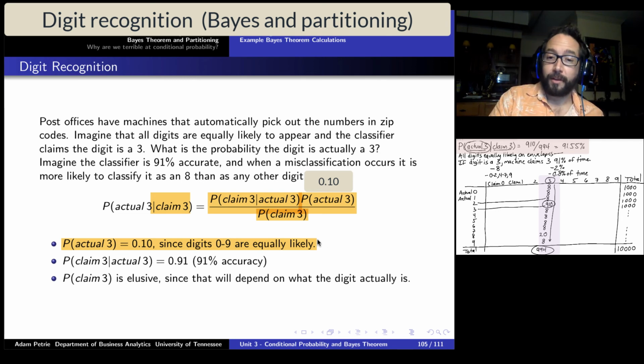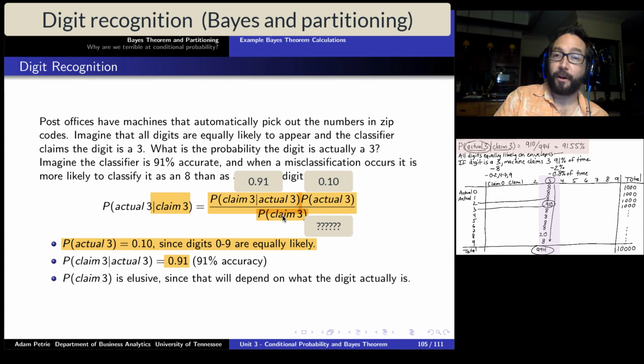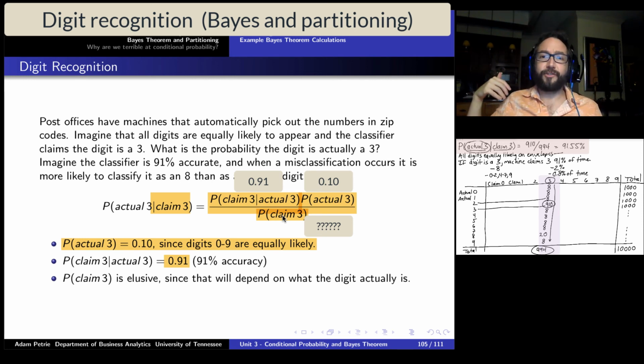We also know the probability that the machine's going to claim it's a 3, given that the number actually is a 3. Part of the problem said that this was a pretty good recognizer. It had 91% accuracy, so if it really is a 3, the machine's going to say, hey, it's a 3, 91% of the time. The problem thing is always in that denominator. What is the probability that the machine is just going to claim that it's a 3 on some random digit? Why is that so hard? Well, that depends on some things. It depends on if it is a 3, if it was an 8, or if it was some other digit here. There are different misclassification rates.